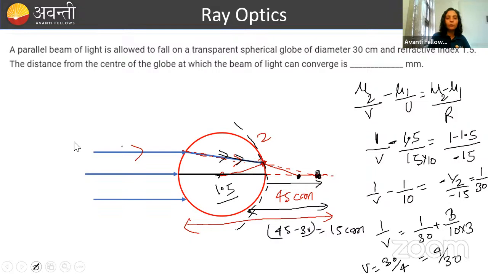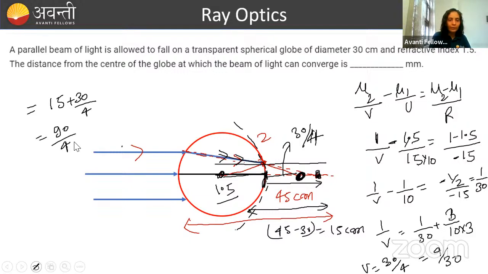And we are asked to calculate where the point will converge from the center. So from the center, we need to calculate this distance. Final image is getting formed here. Okay? So from this surface, this distance is 30 by 4. So from the center, it will be 15 plus 30 by 4. So finally, it will be seen at what point? 15 plus 30 by 4. And this is equal to 90 by 4. And if you calculate it, this will become how much?